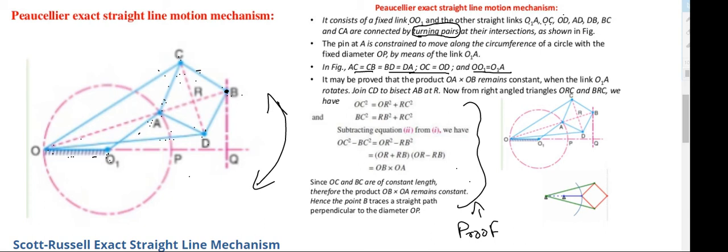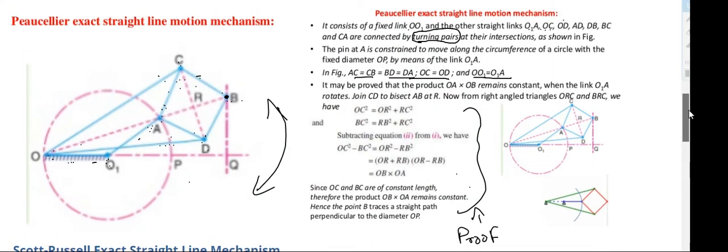So we will see how the mechanism works in this video. You see, when that mechanism oscillates, it produces a straight line with B. This is how the Peaucellier-Lipkin mechanism works. The next mechanism, Hart mechanism, we can see. So that is about exact straight line mechanisms. First one is Peaucellier-Lipkin.